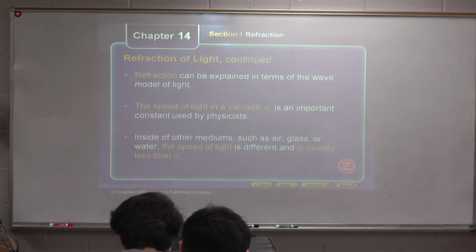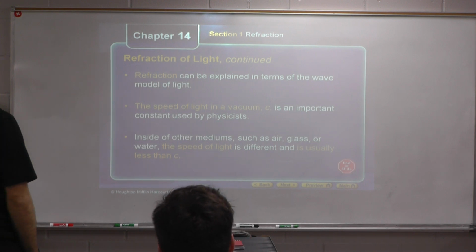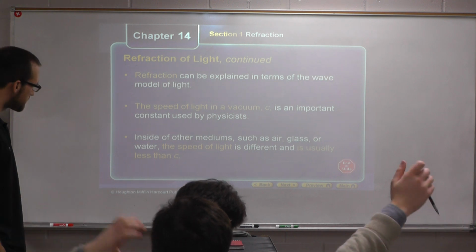Alright, so refraction can be explained with a lot of the stuff we talked about from last chapter. Okay, we know that the speed of light in the vacuum is what? 3.0 times 10 to the 8. Okay?